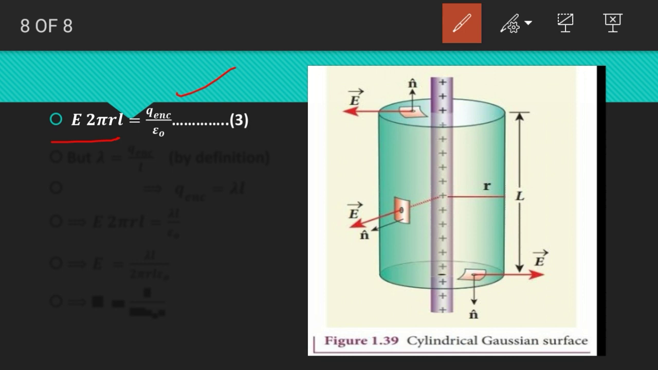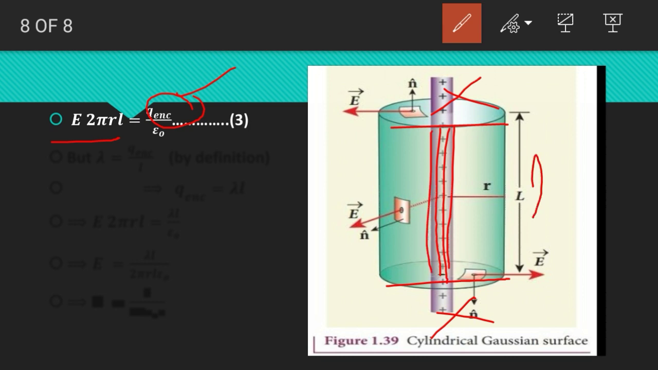Now my task is to find this Q enclosed. How much charge is enclosed within this Gaussian surface, right? So I have to calculate only the enclosed charge. This part is not enclosed and is not taken into consideration, so we have to consider the charges only on this part, right? So how can we calculate this charge? We have the length of the wire, or length of the charge conductor, that is inside the Gaussian surface, which is also given as L.